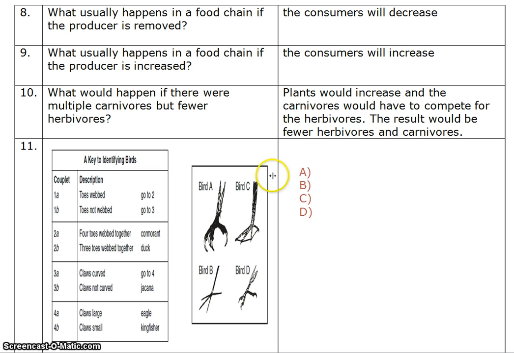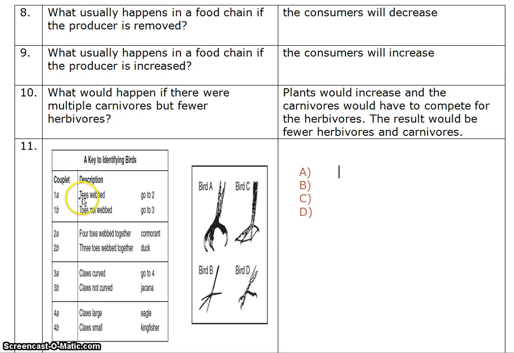Okay, let's look down at number 11. This is a dichotomous key. Let's see if we can identify bird A. It says we're going to be looking at if it has webbed toes or not, and webbed is when they're connected together, and if there are 4 or 3 toes, if there are curved claws or not curved claws, and if the claws are large or small.